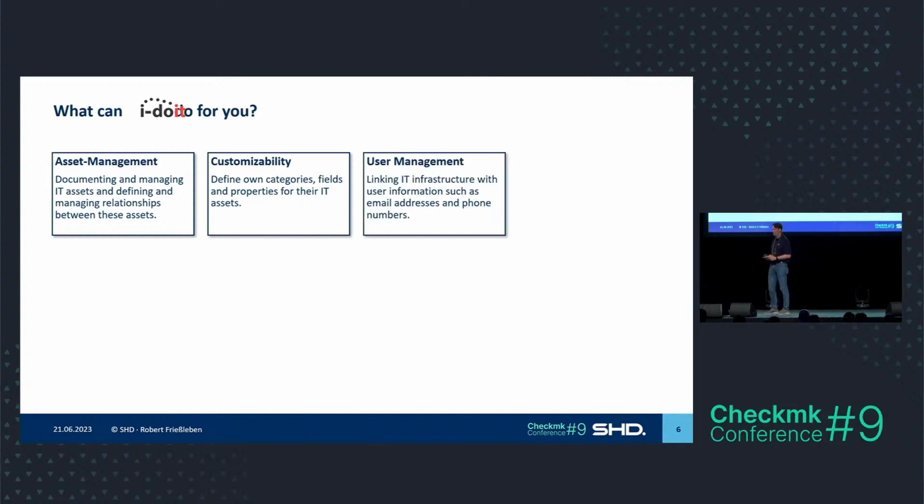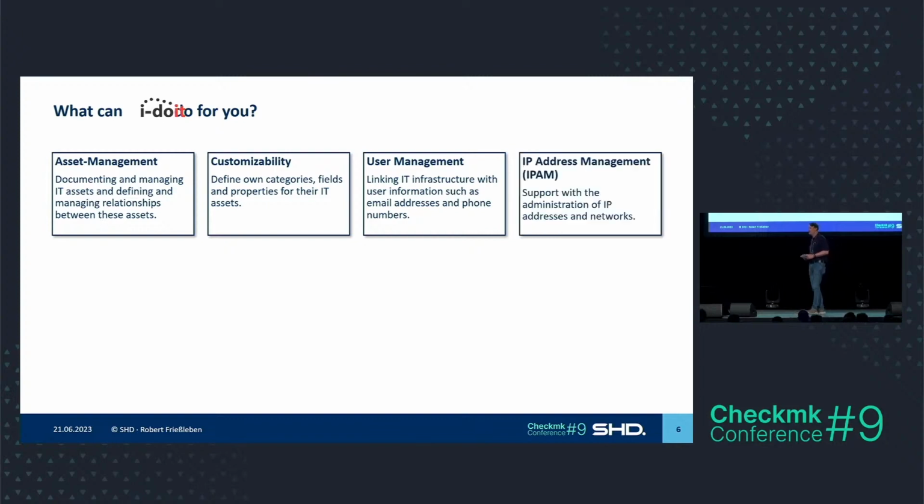The third feature is user management. So you can synchronize user data from, for instance, your Active Directory into i-doit and link this information to assets. For instance, your email address or your phone number. So everyone sees who is responsible for a certain object. And the fourth interesting feature is the IP address management. So you don't have to bother with conflicting IP addresses or overlapping IP ranges anymore.